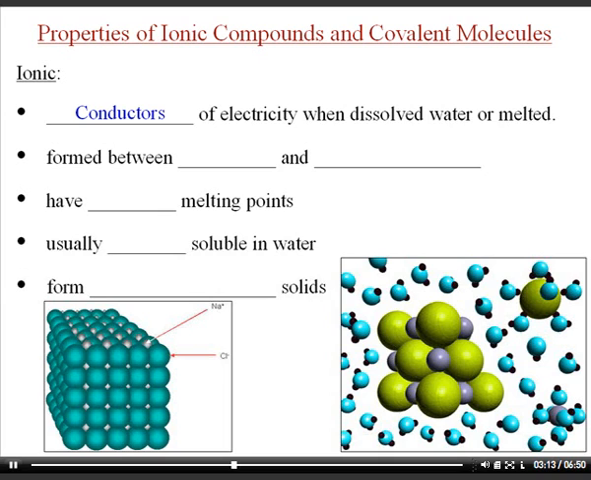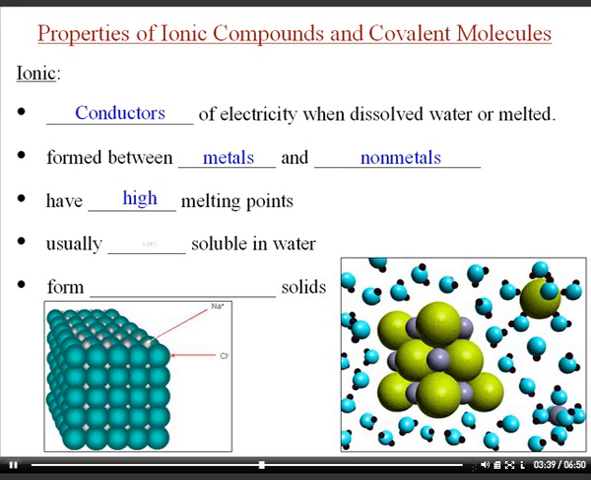Ionic compounds are conductors of electricity when you dissolve them in water or if you melt them, and they're formed between a metal and a nonmetal. They have high melting points because the ions are very strongly bonded together, and so if you have a strong bond between the ions, it's going to give it a high melting point. If it's a weak bond between the molecules, it's going to be a low melting point. That's on the next slide.